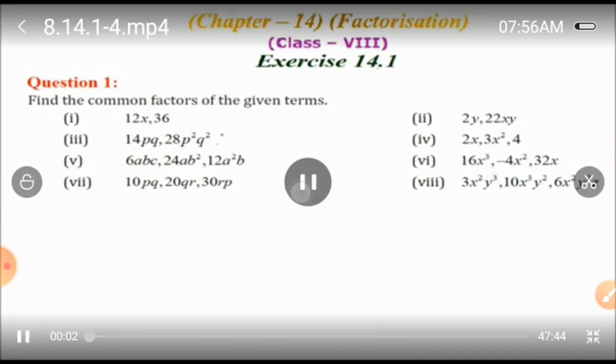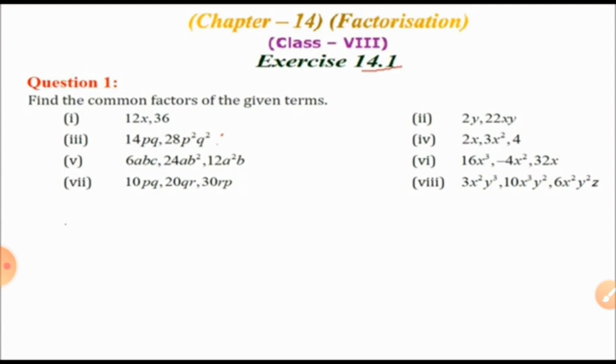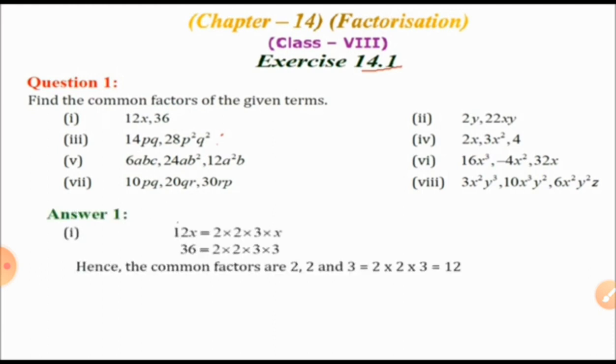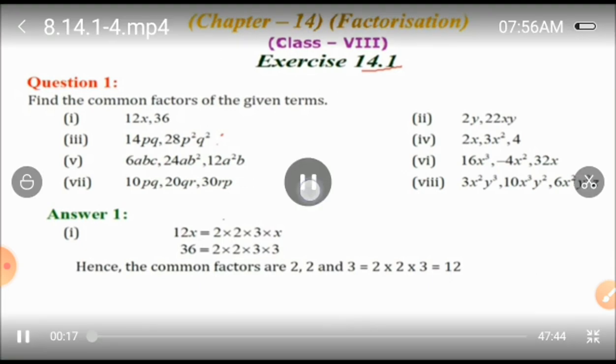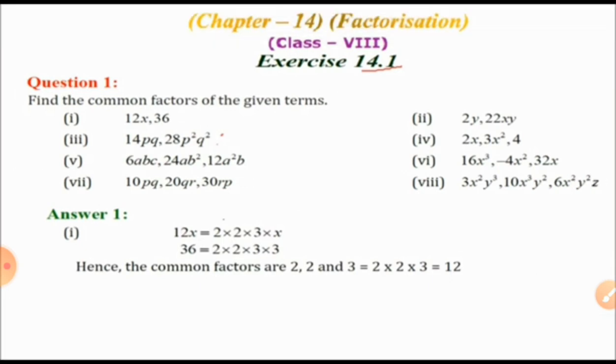Now here is question number 1 of exercise 14.1. Question number 1 is: find the common factors of the given terms. First one, 12x and 36. As we know, the word factorization gives us an idea to find the factors of the given numbers, and here variables are also given. Expressions are monomials, binomials or trinomials.